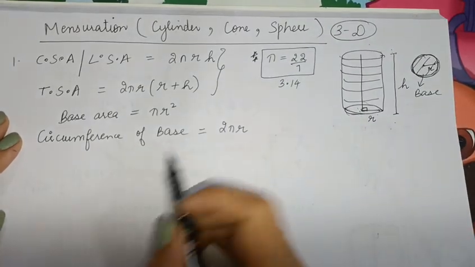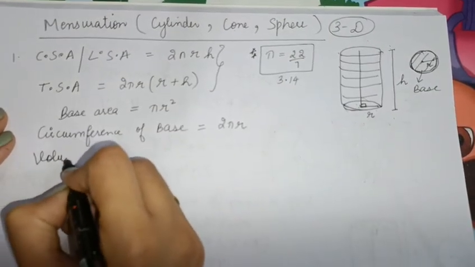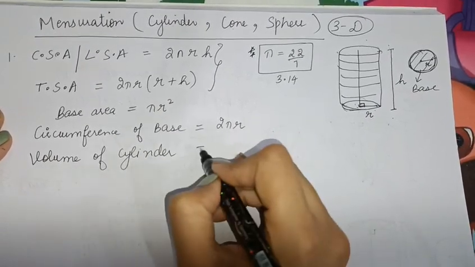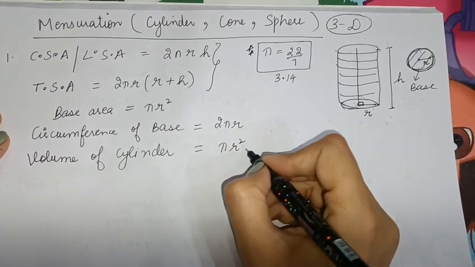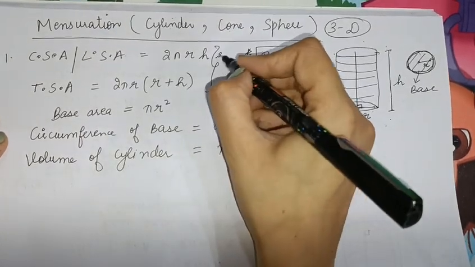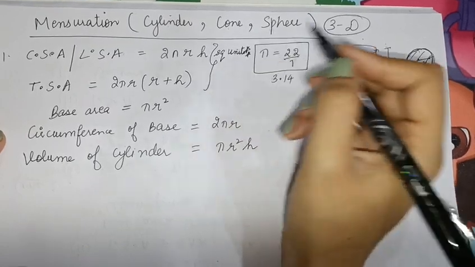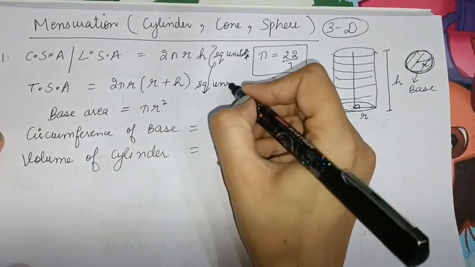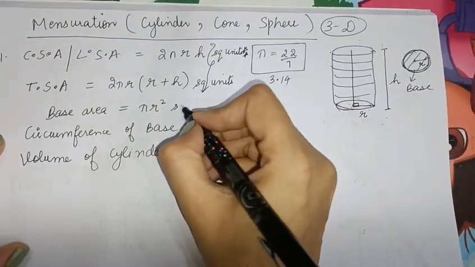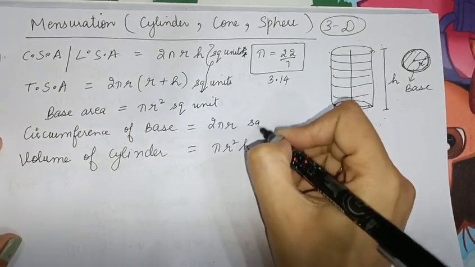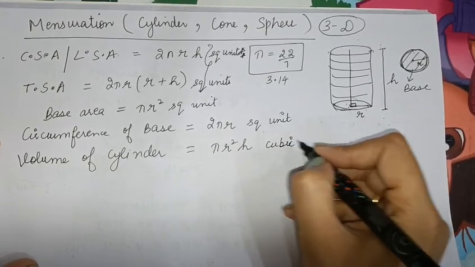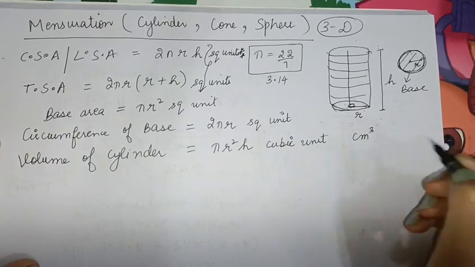Other than this, we have to use the formula of volume of cylinder. Volume means the capacity. So its formula is pi r square h. So for areas we will use the square units like centimeter square, meter square. So areas' units are square units for all. Base area also, because it's area, and here also square unit. Volume's unit is cubic unit. Cubic unit means centimeter cube like this, or meter cube.